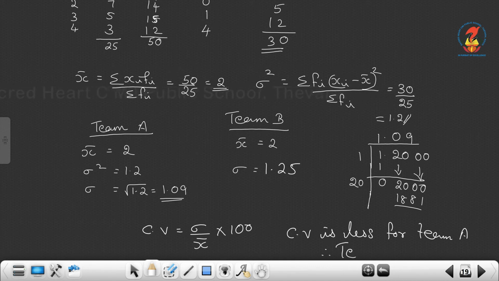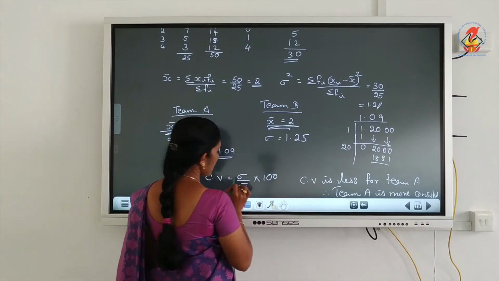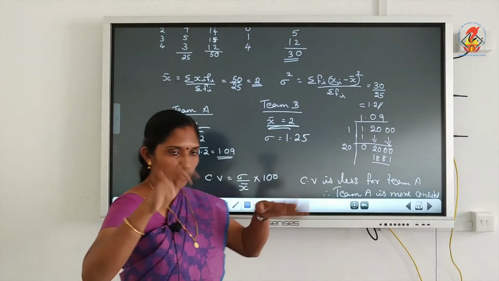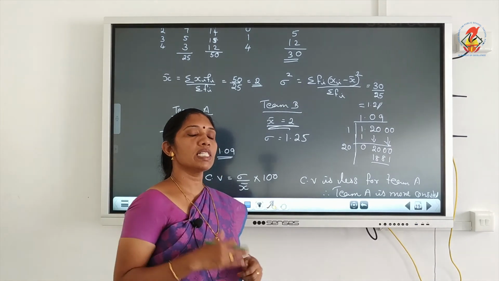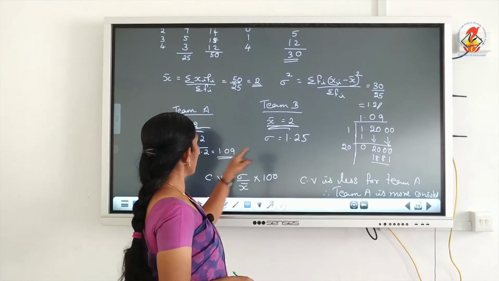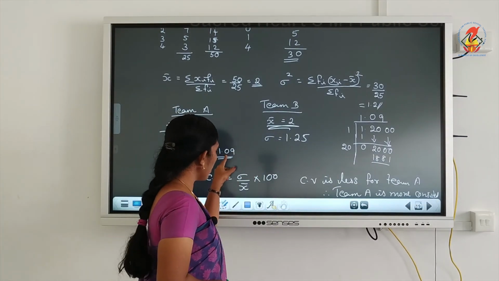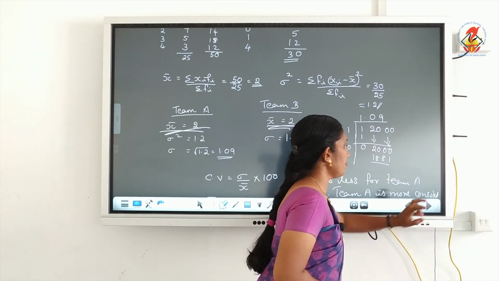Therefore team A is more consistent. Clear? Here in team A and team B, x bar is the same. The denominator part is the same, so you can leave that. Just compare the numerator. Numerator sigma more means more variable. Sigma less means more consistent. So here, who is consistent? 1.25 and 1.09. This number is less. So A is more consistent.